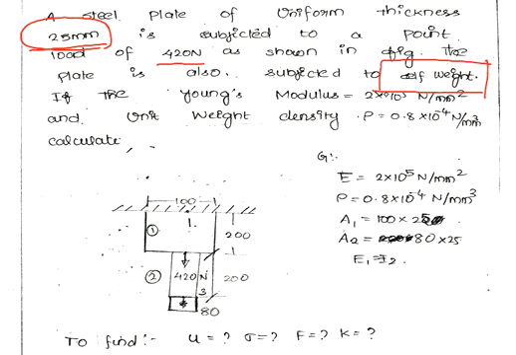If the Young's modulus is 2 into 10 power of 5 Newton per millimeter square and the unit weight density rho is equal to 0.8 into 10 power of minus 4 Newton per millimeter cube, you need to calculate U, sigma, F and K. So first you have to study the diagram.